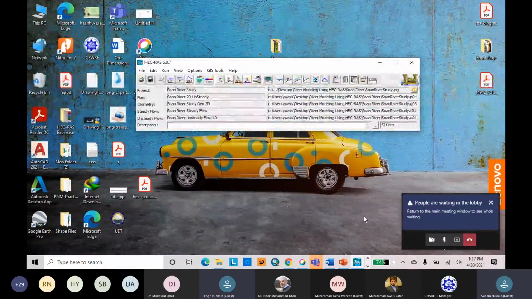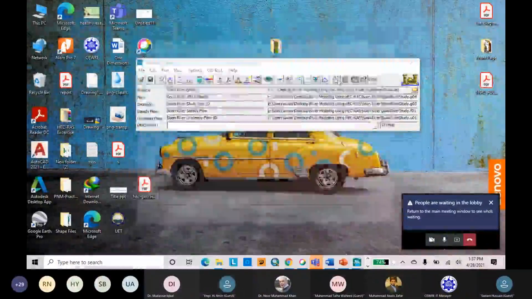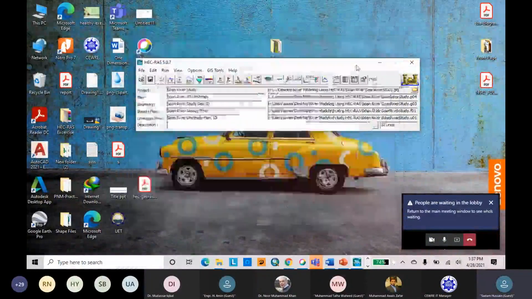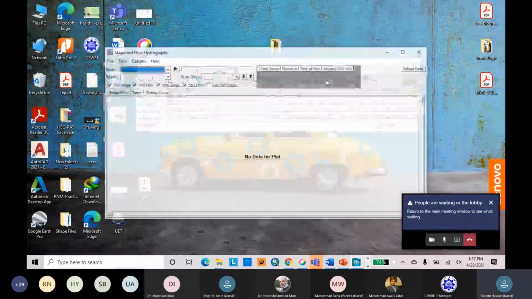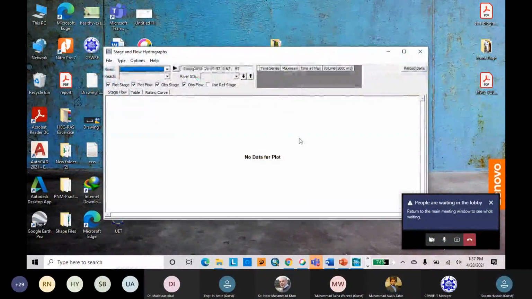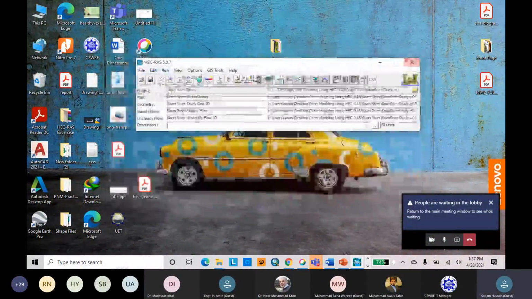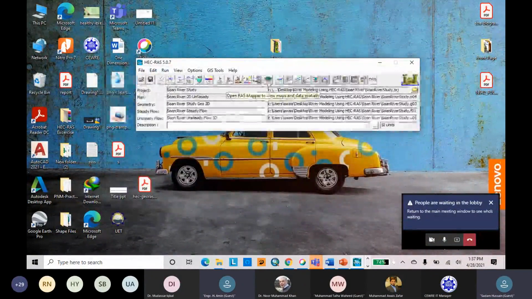Yes, the last exercise which I incorporated was the insertion of a weir in the 2D flow mesh. When we insert the 2D flow mesh, we have the option here. These are the hydraulic property tables, and these are the stage and flow hydrographs. When we insert the weir, you can read the values of stage and flow hydrograph at a specific location. But from that data, how are we going to calibrate or validate our model?